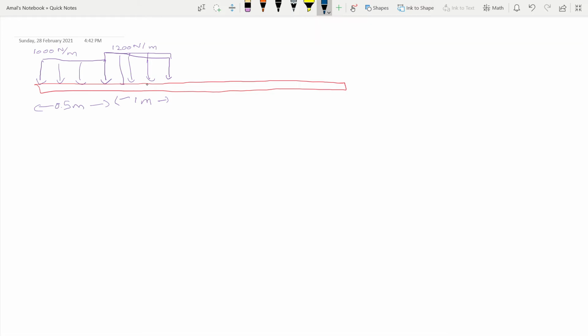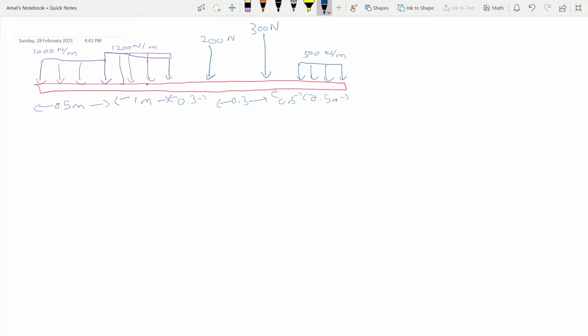let's say we have another point load of 200 Newton and another point load of 300 Newton, and we have another uniformly distributed load of 500 Newton per meter that is distributed over 0.5 meters. The space between these two point loads is 0.3 meters, and this is also 0.3.